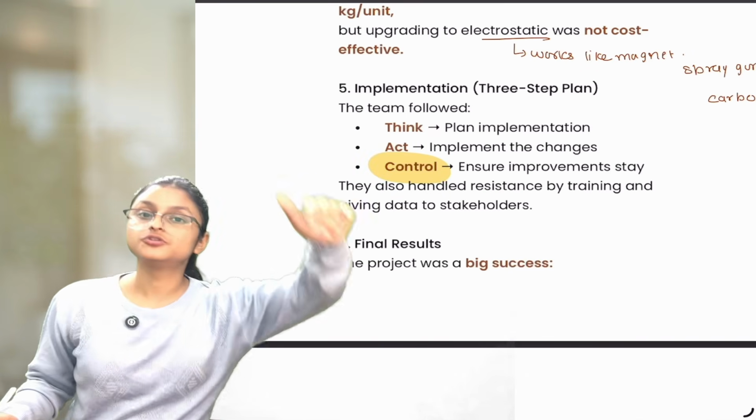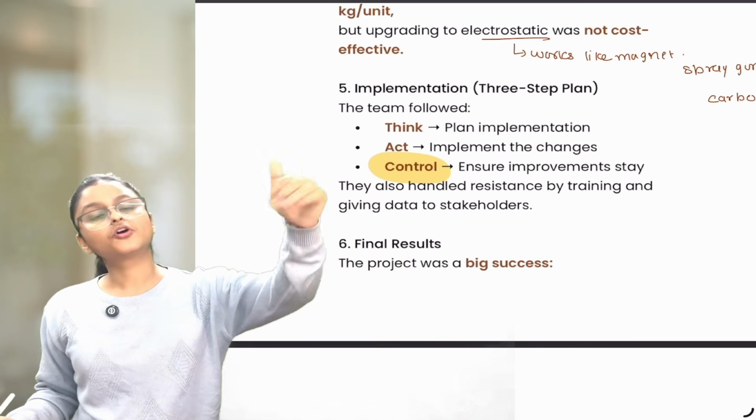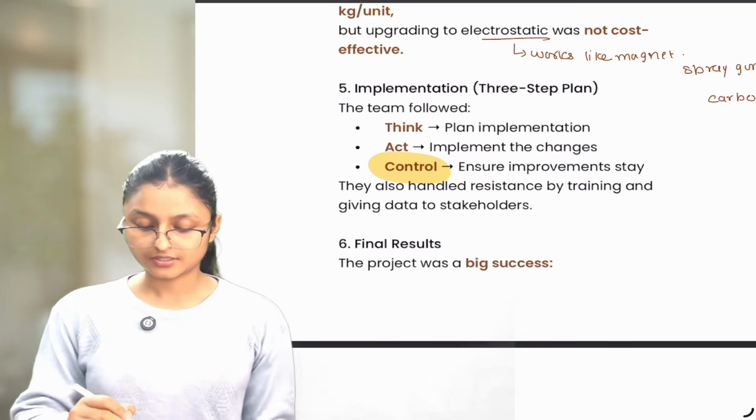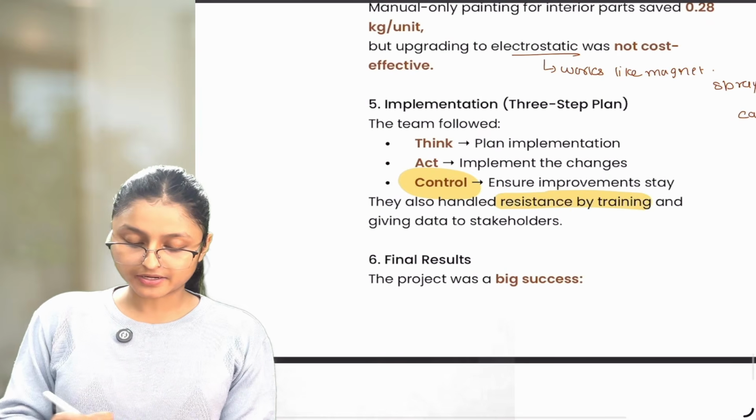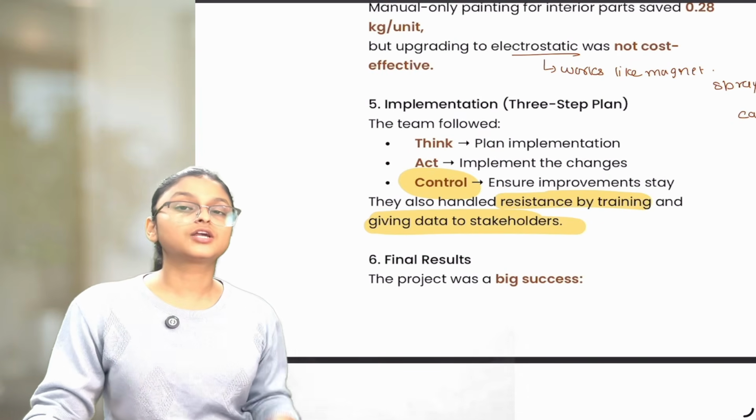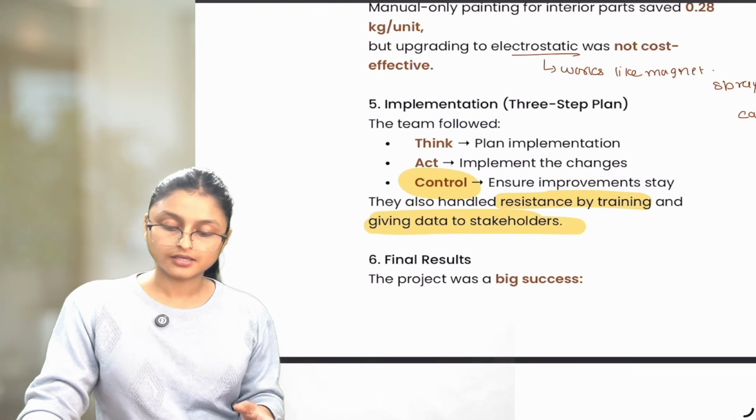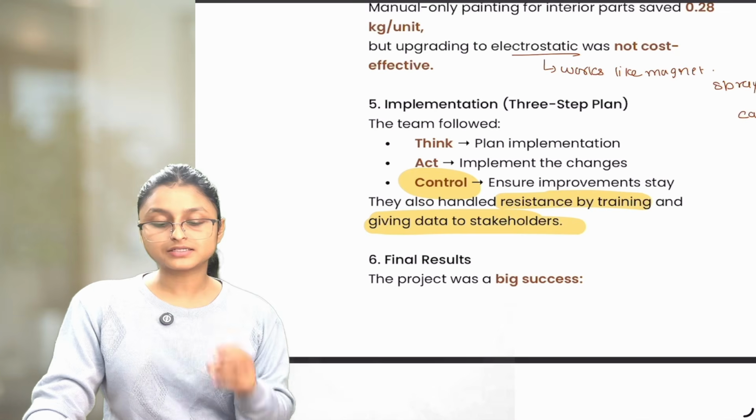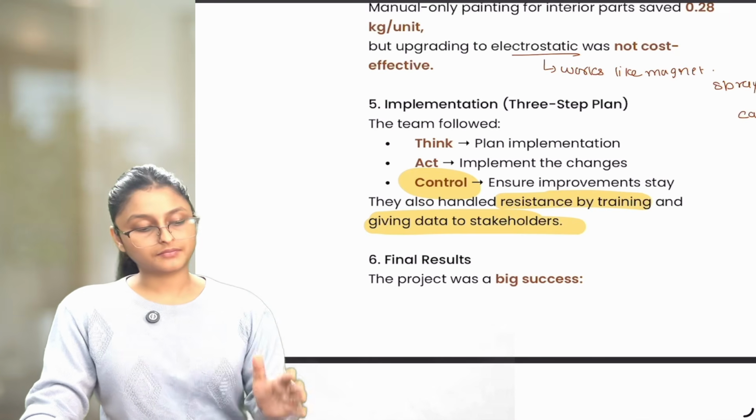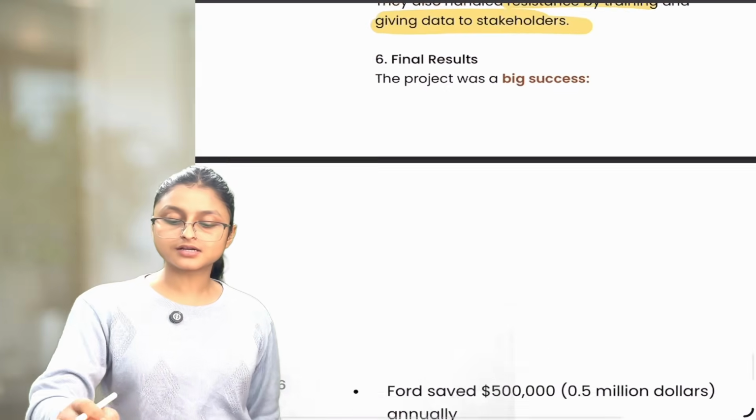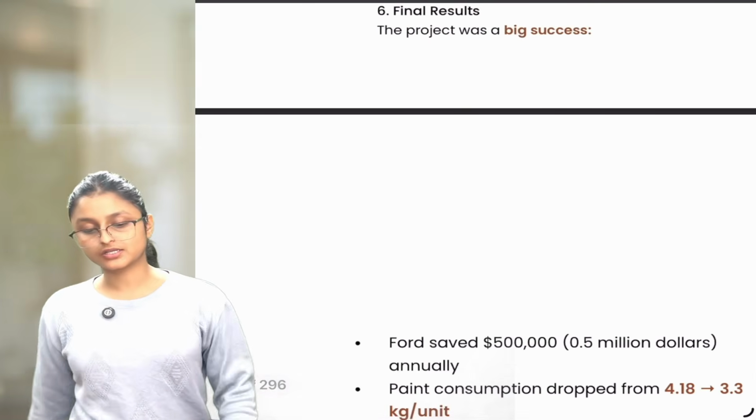After improving, you will implement the process, or you will implement the new design, and then you will try to control it. They also handle resistance by training and giving data to stakeholders. So their employees and stakeholders might resist. So for employees, they trained them, and for other stakeholders, they provided data to make them sure that this particular thing will actually work.